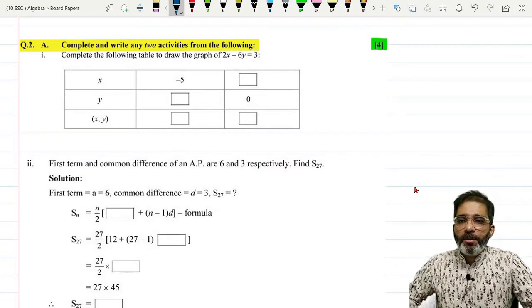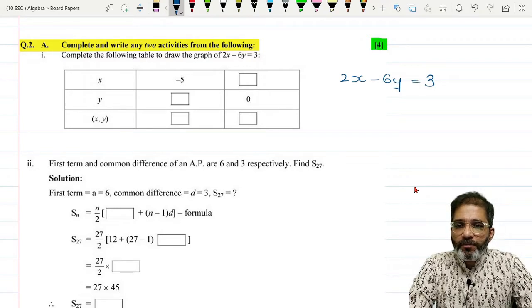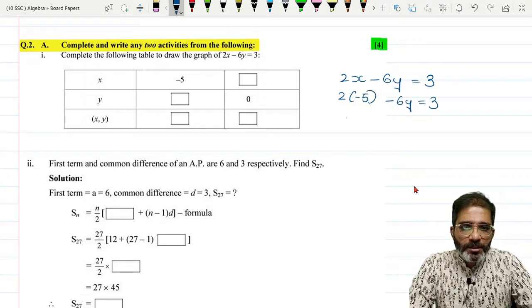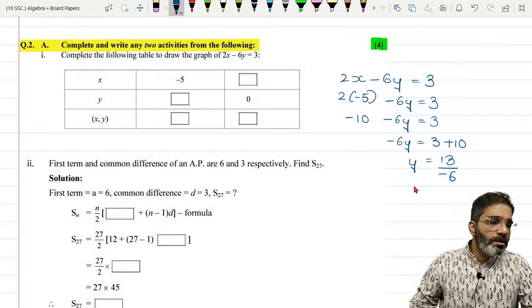Okay, so we have to complete the table. They have given the equation as 2x minus 6y equal to 3. In the first condition, you have to substitute the value of x as minus 5. So instead of x, if I substitute minus 5, let's see what we get. Minus 10 minus 6y equal to 3. Minus 6y equals 3 plus 10. So y equals 13 by minus 6.